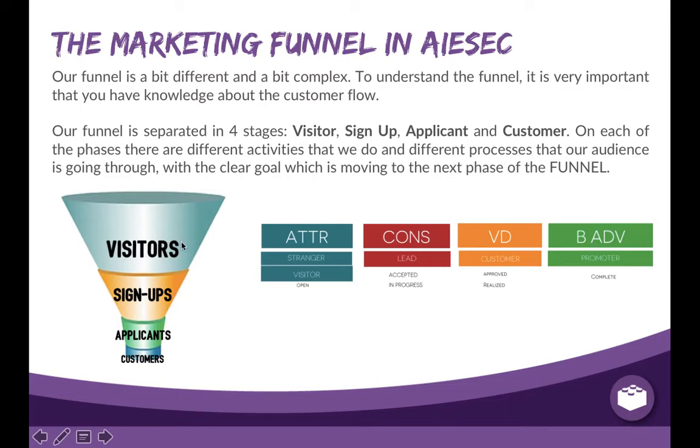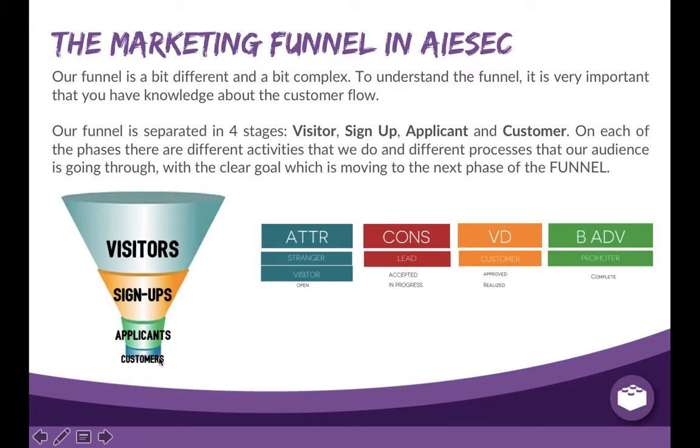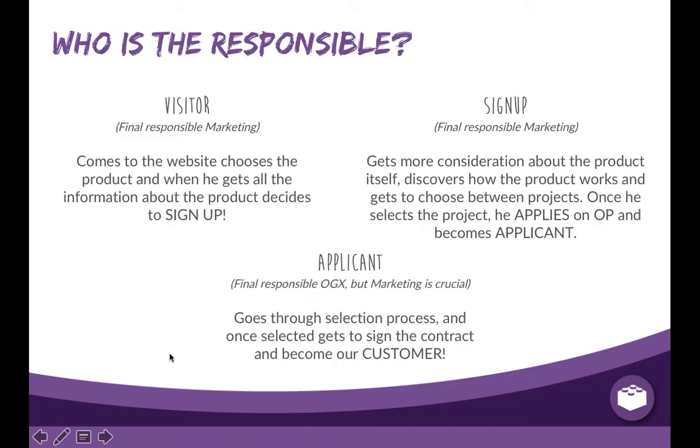And now we will see who is the final responsible for each one of the phases, except for customer phase, but I will tell you. So, who is the responsible? We have visitors, signups, and applicants. I only put these three because these are the ones that marketing is responsible for. Then, to get customer, this is OGX. So OGX needs to ensure that people get accepted, then approve them, and make them go on exchange. So marketing is finally responsible for getting visitors on the website. We will see what activities you should do to get visitors, but basically marketing does the promotion activities that get people to go on our website.